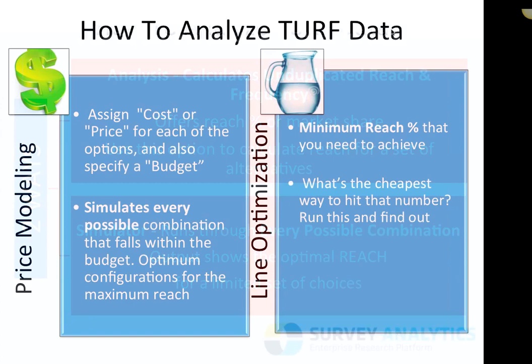And then the second part that you can look at is the line optimization, which is the minimum reach that you need to achieve. So if you're only interested in getting a 50% market share penetration, then what you'll want to do is program this and say, what is the cheapest way to hit my 50%? Similar to how the price modeling works, it will simulate all the possible combinations that will fall within the budget that you set forth, and then show you exactly what your minimum reach is.